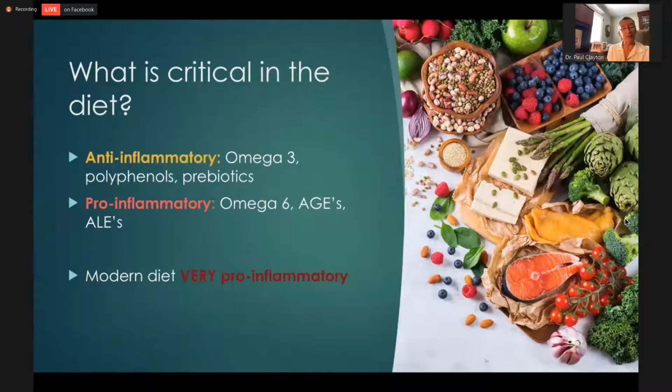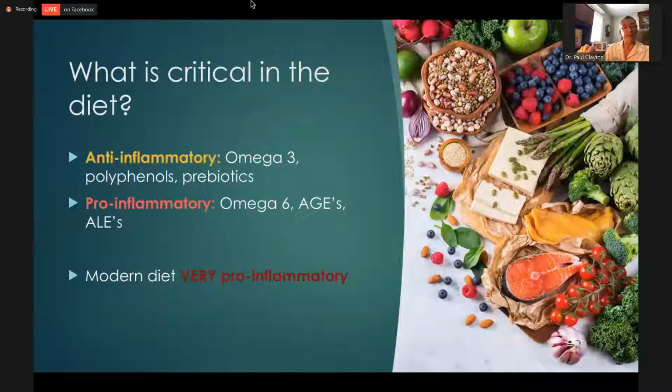I'll single out three. The omega-6 highly unsaturated fatty acids, which are basically terrestrial plant oils, so soy oil, corn oil, safflower oil, oils like that. Advanced glycation end products and advanced lipoxidation end products. And these are products which are formed in food when it is cooked at high temperatures. So when you take a piece of bread and put it in the toaster and it browns, you're actually forming some AGE compounds, but really only relatively small levels.